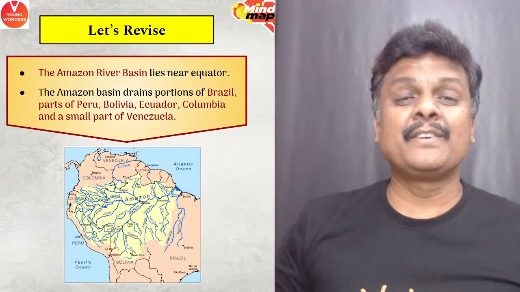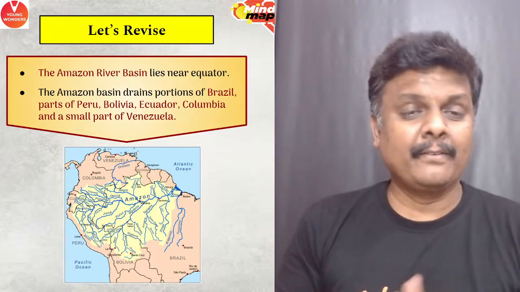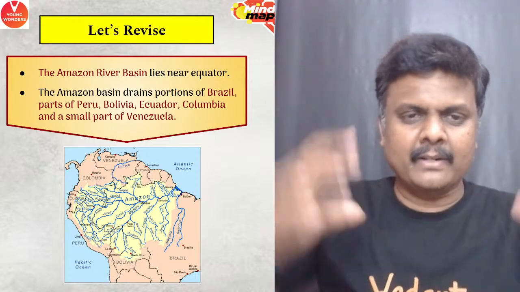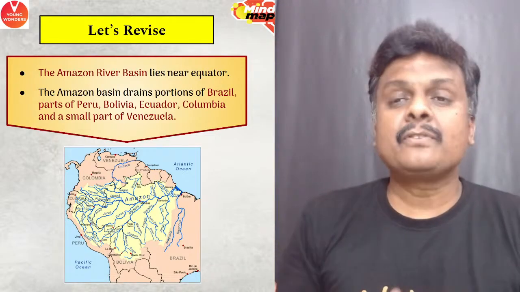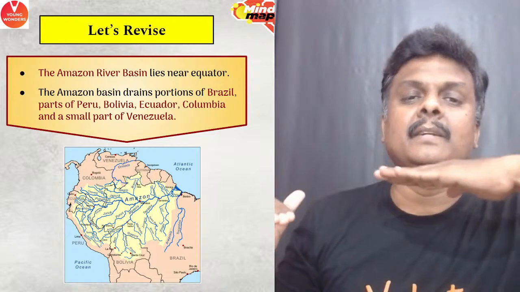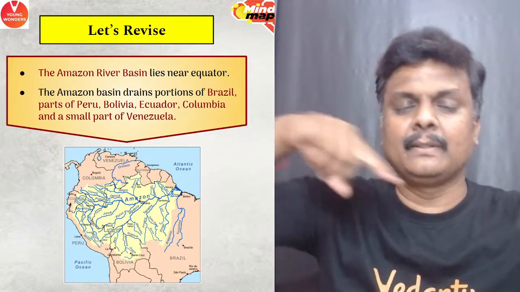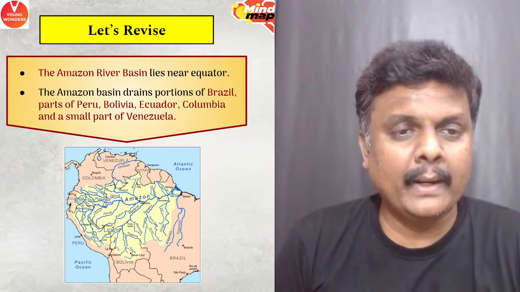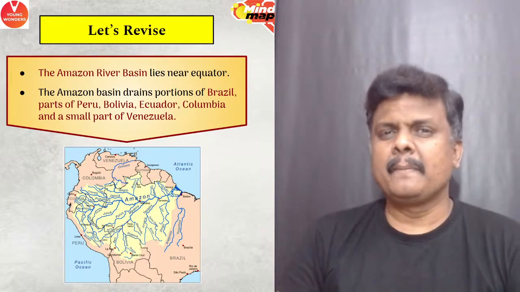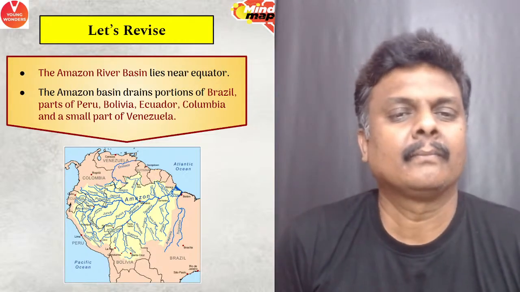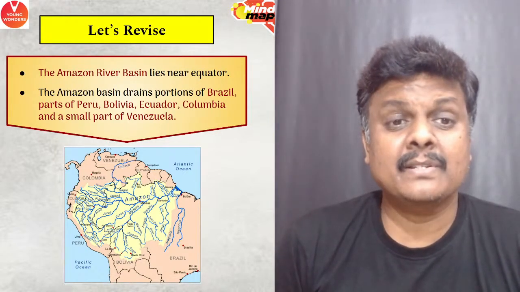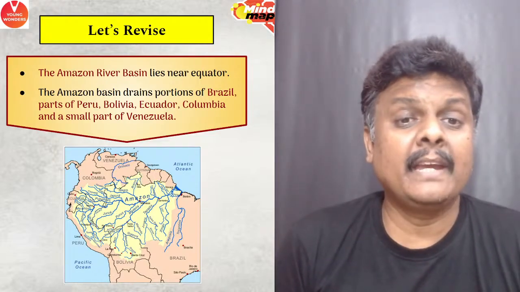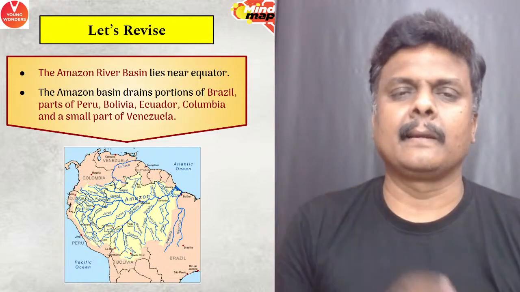So let's start the revision. Human environment, tropical, subtropical regions. So you take the equator. We know where the equator is, right? We have the earth divided into half. The center line dividing the earth into half, you call that an equator. The Amazon River Basin lies near the equator, right? So it covers certain portions of Brazil, parts of Peru, Bolivia, Ecuador, Colombia, and Venezuela a little.